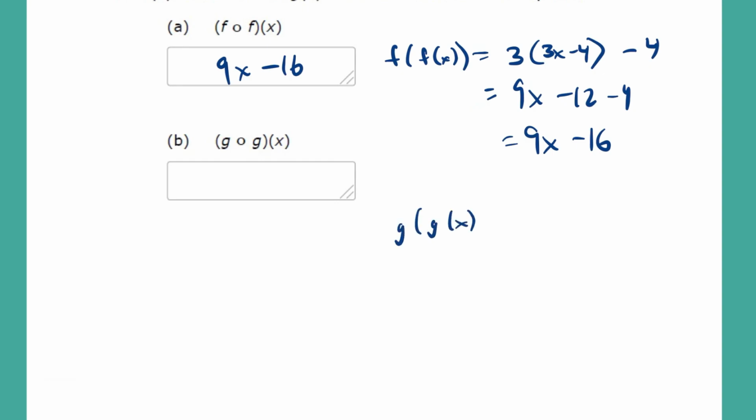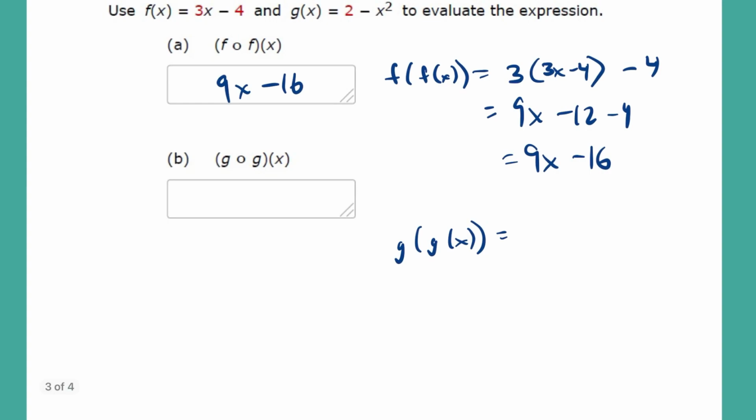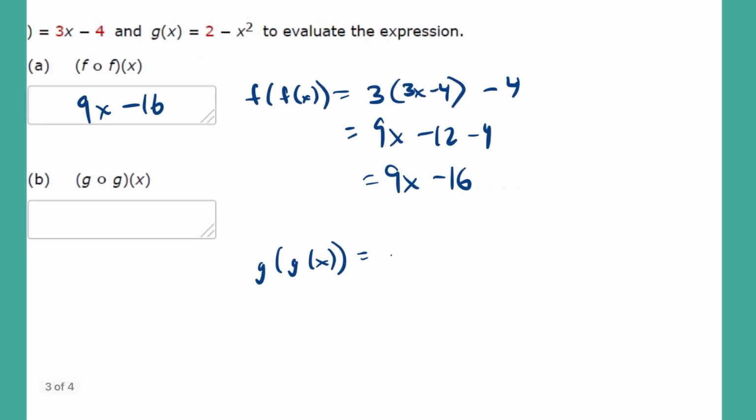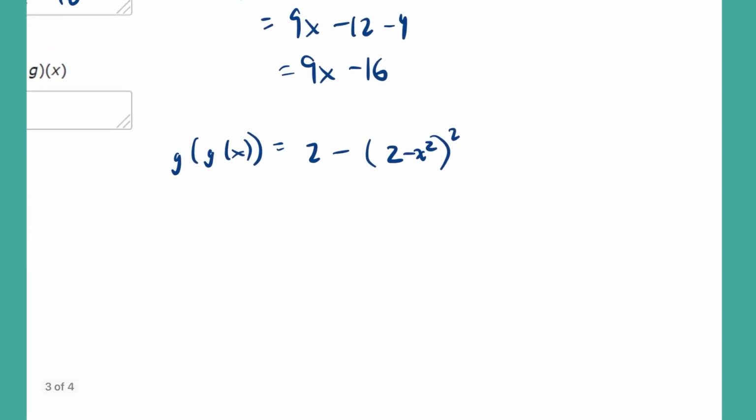All right, the next one is very similar. It's just a g function, g of g of x. So this time you're going to do the same thing, but this time you're going to plug the g function into itself, replace that x with 2 minus x squared. So that would look like this, 2 minus x, replace the x, sorry. So you can just leave this open and replace what would have been an x with the g function, 2 minus x squared. And then here I would expand this out.